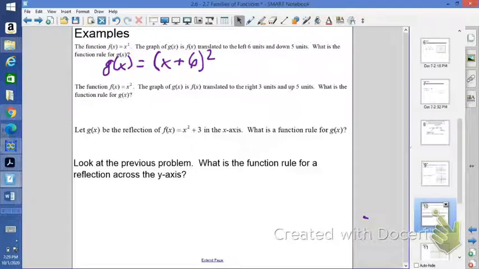And then we go down 5. Add to the x, go left. Add to the y, go high. Well, I don't want to add to the y to make it go up. I want it to go down, so I'm going to subtract 5. And there's your function rule.